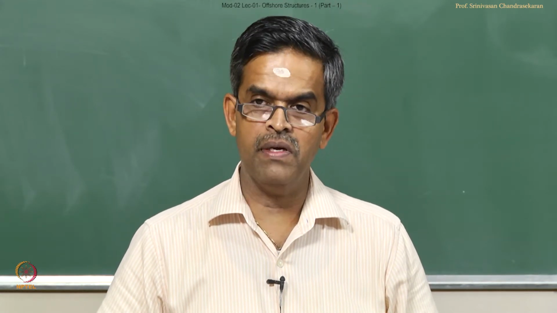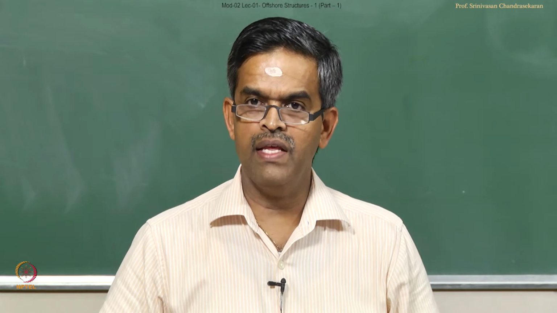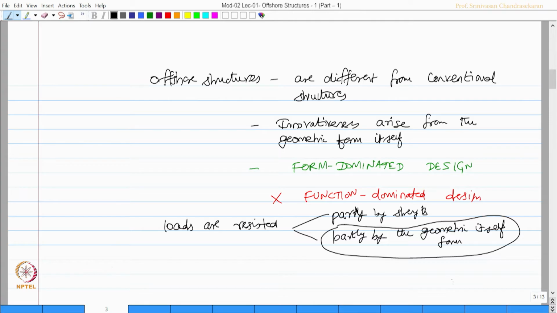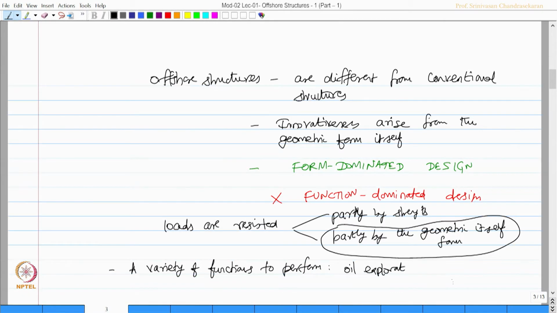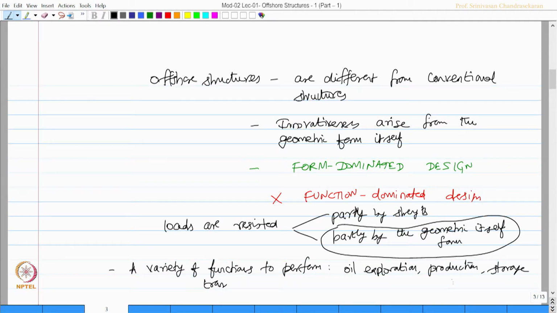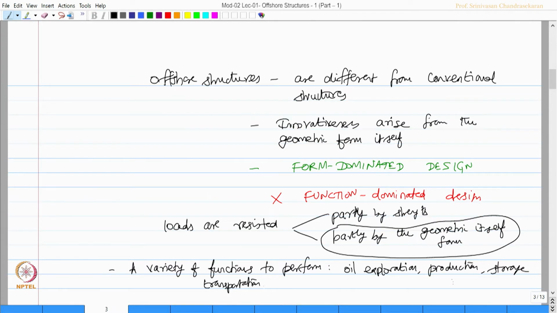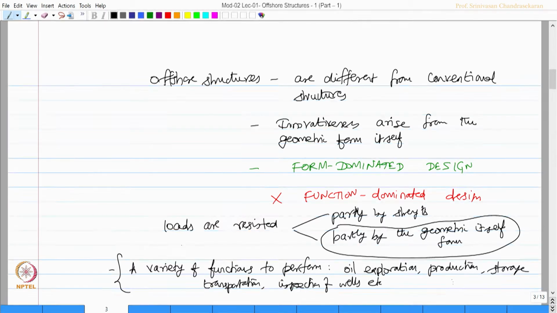To understand this statement, we need to understand different types of offshore structures before we proceed with the analysis of these structural systems. In addition, they have a variety of functions to perform. To name a few, oil exploration, production, storage, even transportation, inspection of wells, etc. There are varieties of functions which an offshore structure generally perform.